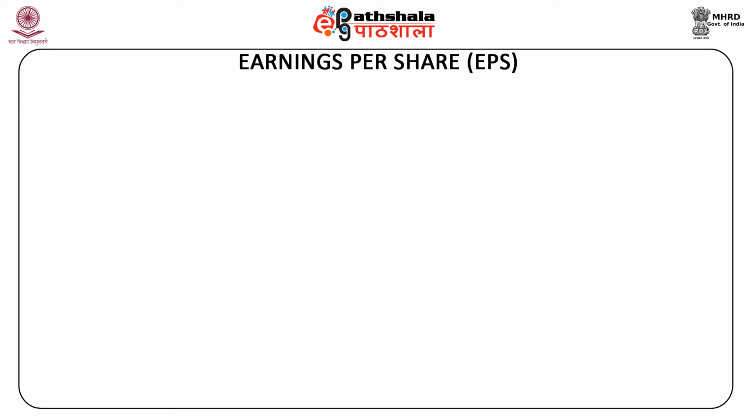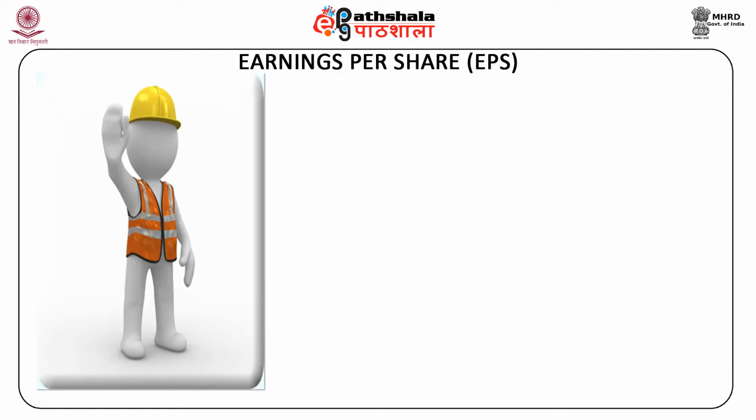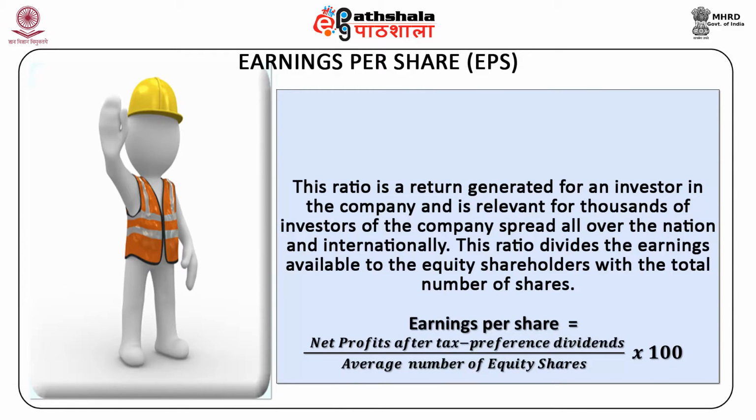Earnings per share, or EPS. This ratio is a return generated for an investor in the company and is relevant for thousands of investors of the company spread all over the nation and internationally. This ratio divides the earnings available to the equity shareholders by the total number of shares. Earnings per share is equal to net profit after tax minus preference dividends divided by average number of equity shares.